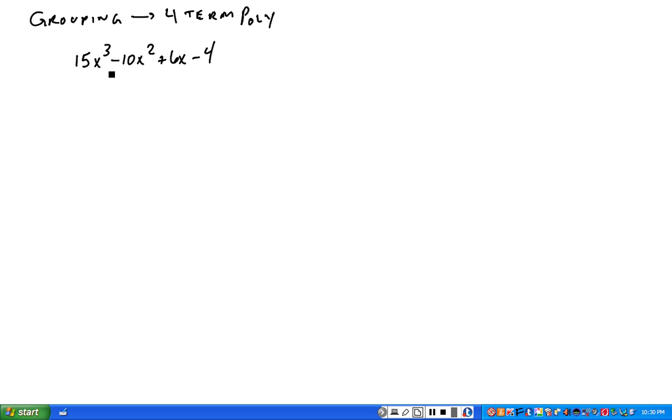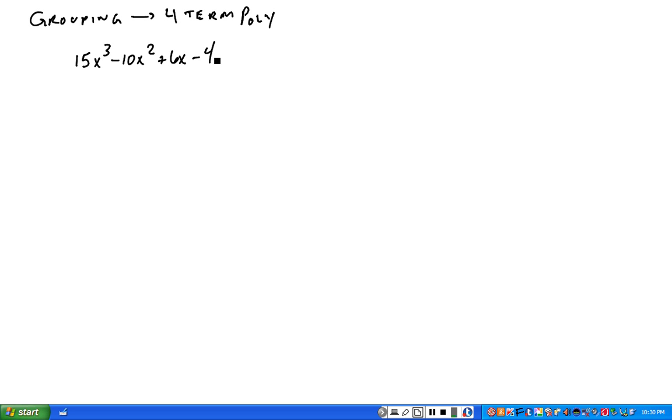First of all, we look for a GCF. We always check for GCFs. So I check the coefficients. I have a 15, a 10, a 6, and a 4. The only things that go into 15 other than 1 and 15 would be a 3 and a 5. Well, 5 goes into 10, but 5 won't go into 6, and 5 won't go into 4. 3 goes into 15, and 3 goes into 6, but 3 won't go into 10 or 4. So we see right here that there is no GCF as it relates to a common coefficient.